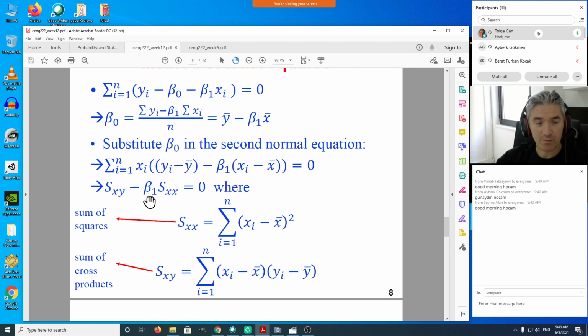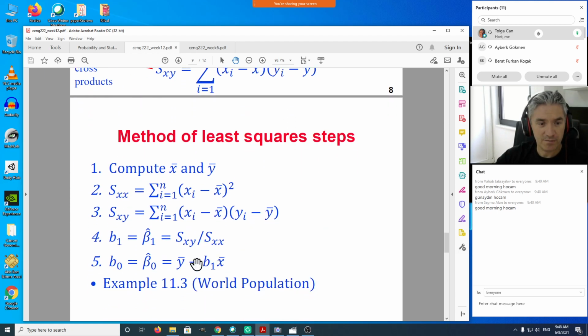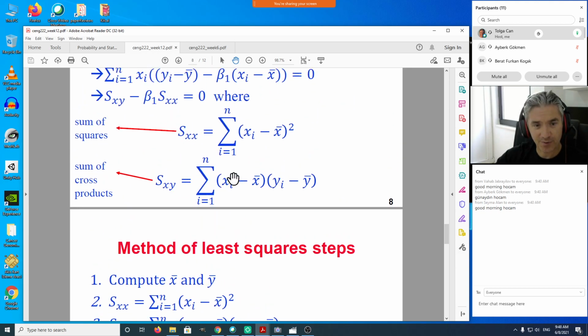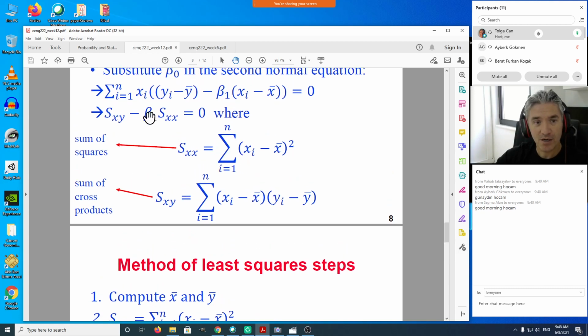this equation, a single equation in which beta 1 will be equal to Sxy divided by Sxx. Okay, so here beta 1 will be equal to Sxy divided by Sxx, in which Sxy and Sxx are the constant parts that we can compute from the data.